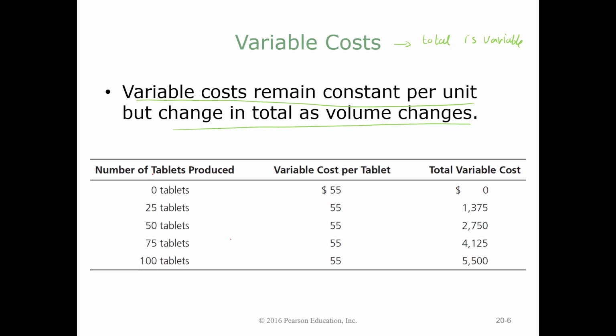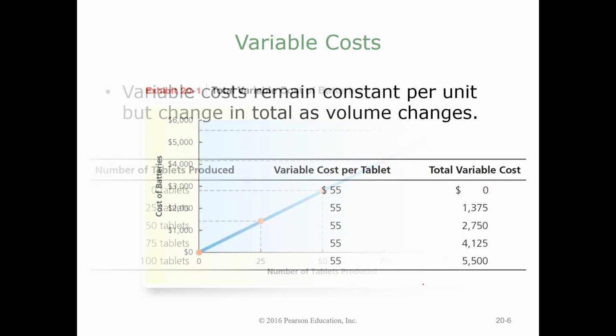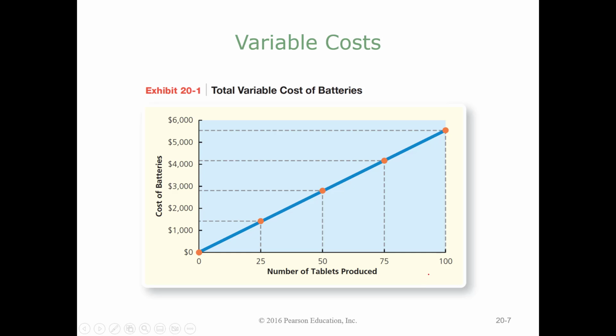And he gave me an example here, number of tablets produced. If I'm not producing any tablets and the variable cost is $55, the total variable will be 0, because 0 by 55 equals 0. If I start by producing 25 tablets and each one will cost me 55, it will be 1,375. If I produce 100, it will be 5,500.